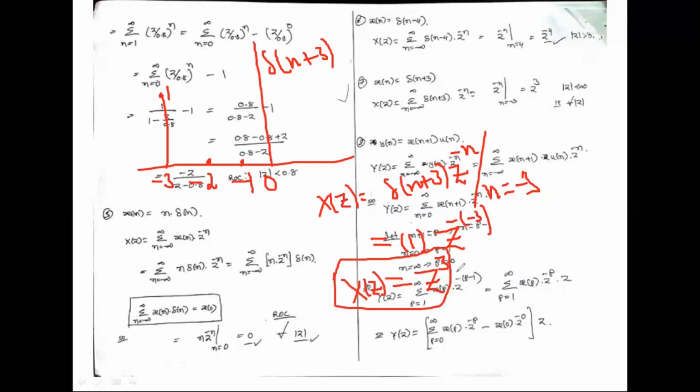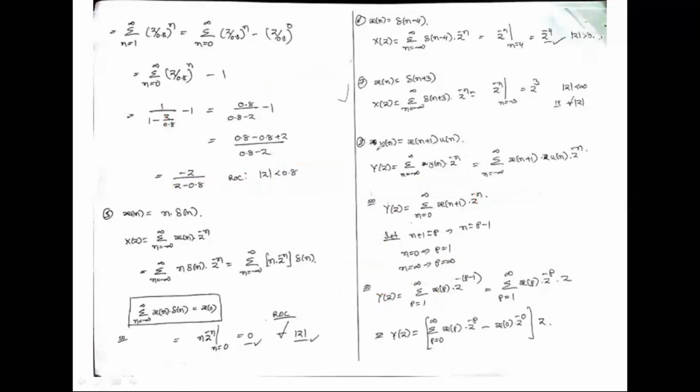But what is the ROC? ROC is towards the left side, meaning less than infinity. Except z is equal to infinity, the entire z plane is the ROC. Except z is equal to infinity, for the remaining values you can take, X of z becomes a finite value. Except z is equal to infinity, for all the remaining values of z, the function X of z exists. Delta of n plus 3.